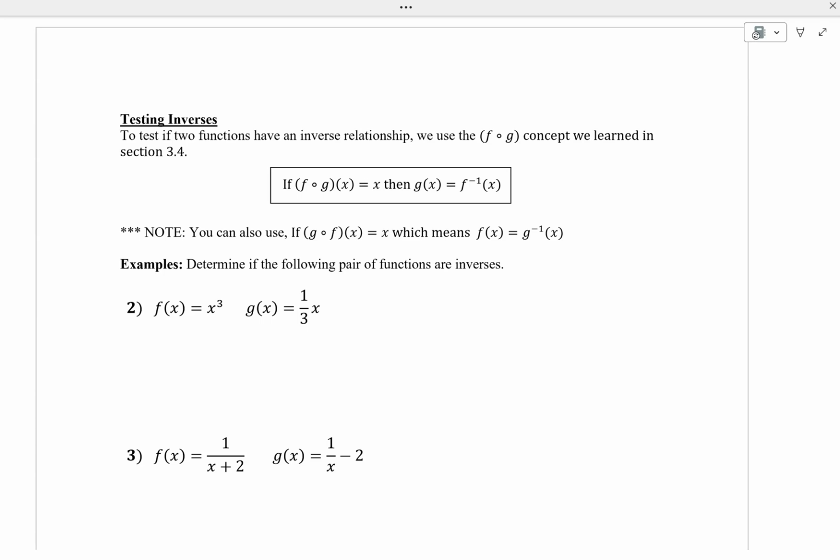Okay? So we're going to take this and plug it in to here. So we are taking the g of x and plugging it into the f.